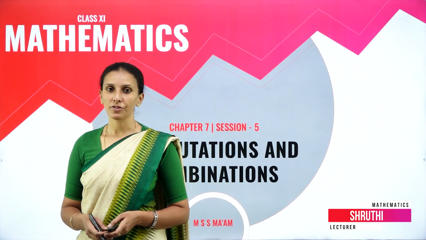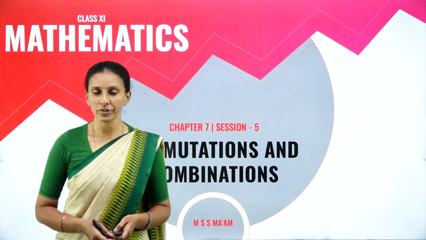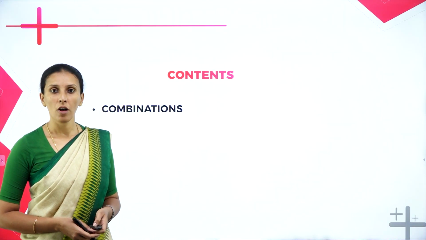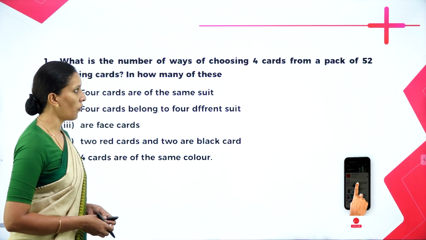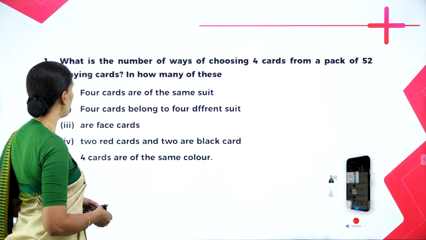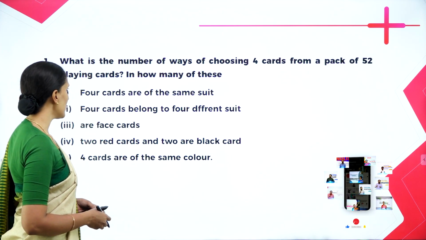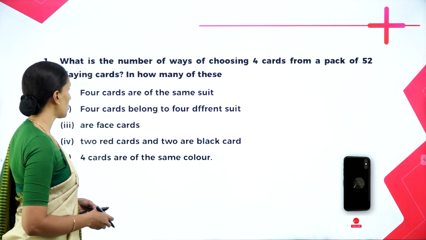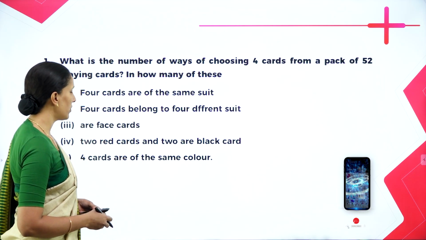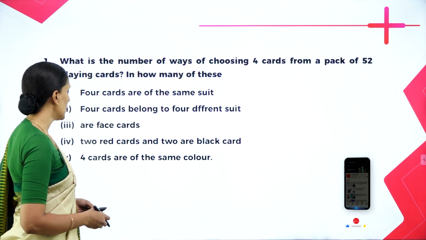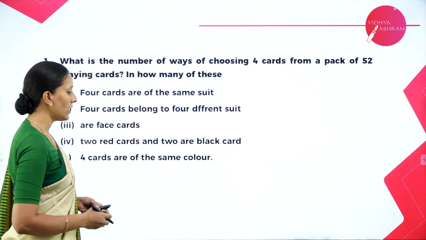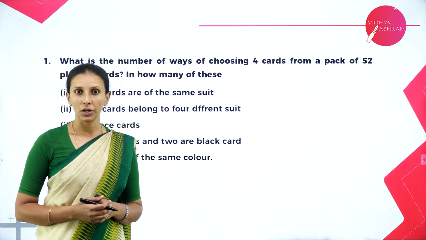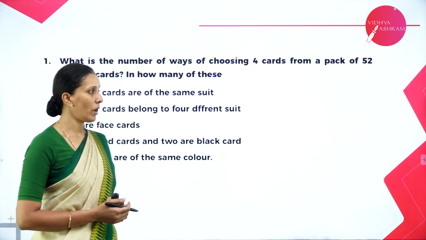So in our previous session, we have studied about the combination. So let us take a few more problems on combination. First question, what is the number of ways of choosing 4 cards from a pack of 52 playing cards? In how many of these are 4 cards of the same suit, 4 cards belong to the 4 different suits, are face cards, 2 are red cards and 2 are black cards, 4 cards are of the same color. So let us find the solution of each sub-question one by one.